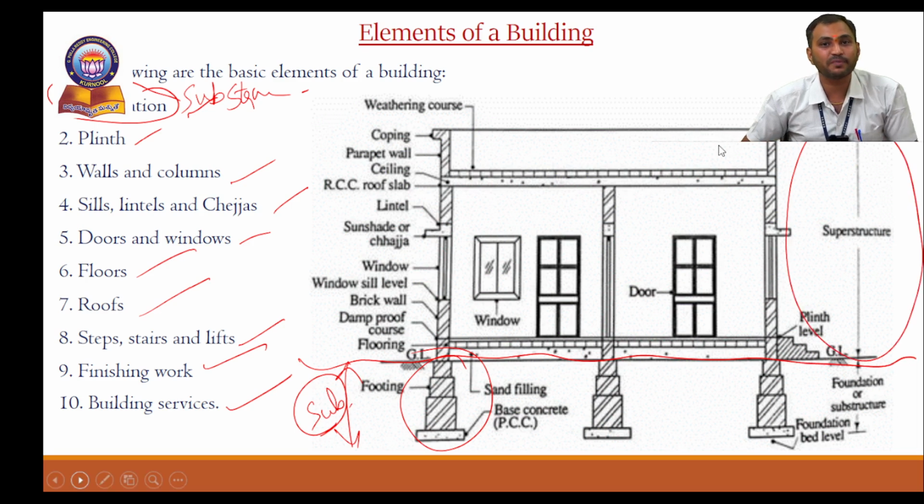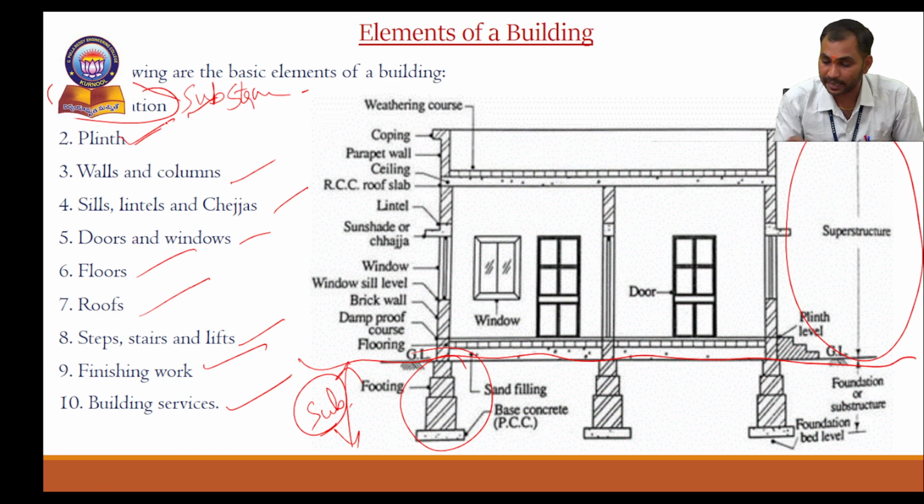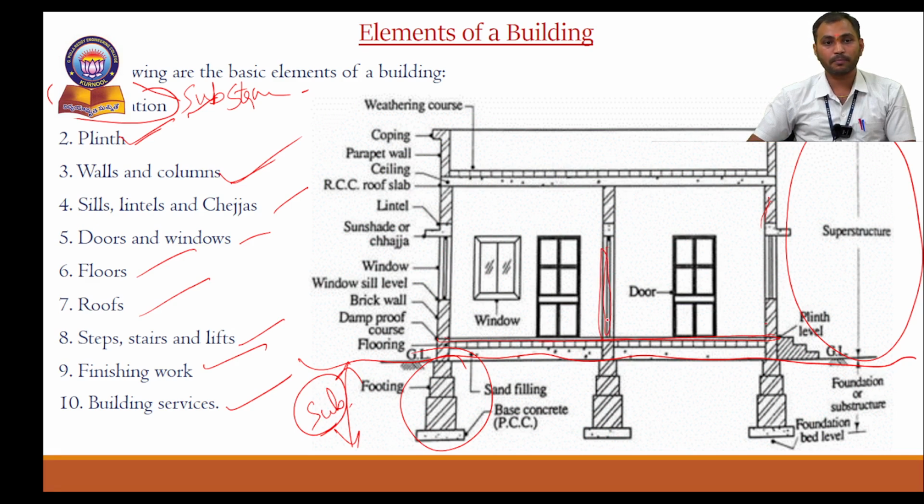What are the components we are observing here? Plinth level. See, this is the plinth level. Next, walls and columns. This is either a wall or else a column. Next, sills, lintels and chajjas. Sills we provide at the bottom of a window, or at the bottom of doors also we can provide. Here there is a window, no? So here we are going to provide that sill.